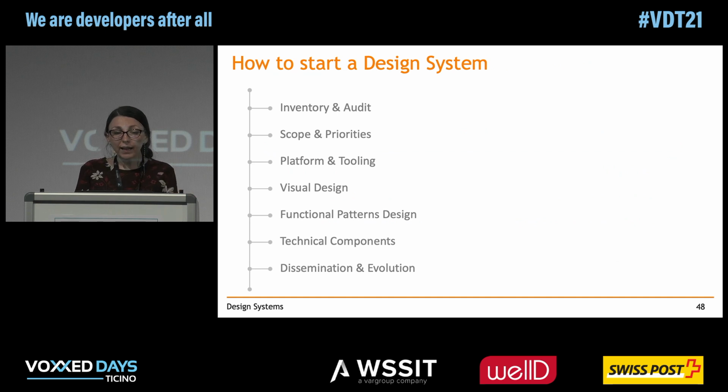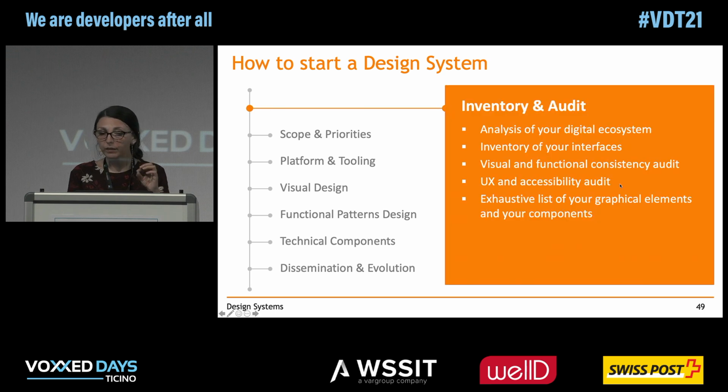So there is, let's say, a kind of bootstrapping idea, a plan in order to create a design system, which goes through, first of all, the inventory and audit, and then scoping your priorities, platform and tooling, do the visual design, understand the functional patterns that you want to use, the technical components, and then you need to disseminate and evolve. And I could go into details about these phases, okay?